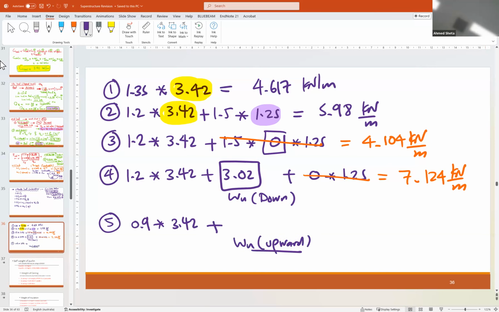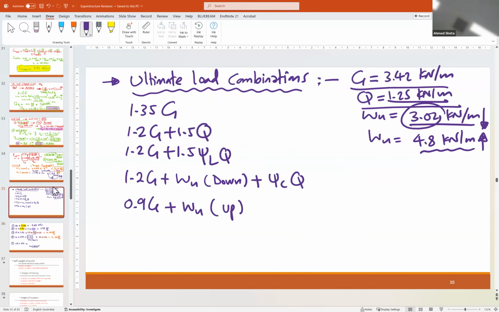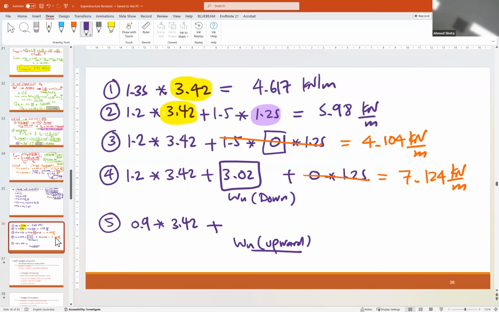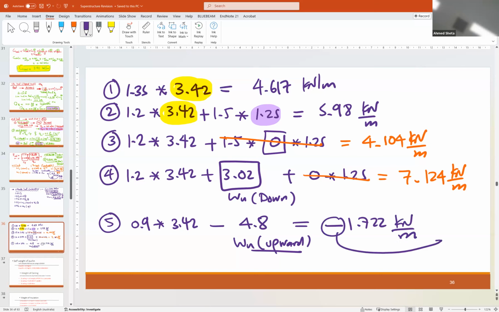The last one is 0.9 G, 3.42 plus WU upward. Upward means it is negative, so if we go back, it is negative 0.48. So this one will be replaced by a negative sign, 4.8. This one equals 0.9 times 3.42 minus 4.8. So this is a negative 1.722 kilonewton per meter. Negative sign means this load is acting upward.